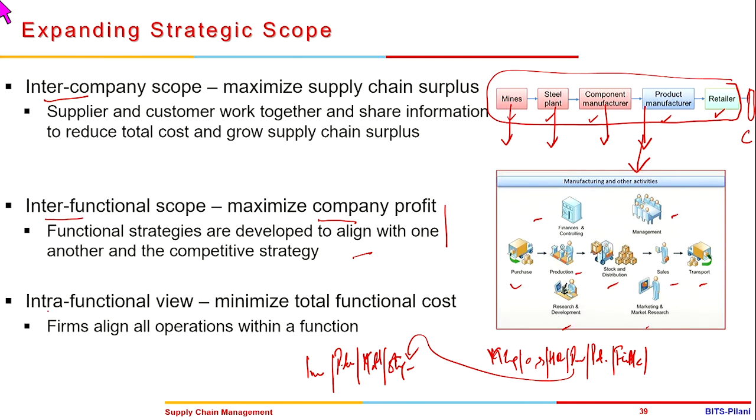Now also look at intra-functional, which means within marketing there are many functions, within operations there are several functions, within production there are several operations, within finance there are several operations. When it comes to operations within a function, the focus should be on minimizing total functional cost. And all operations in the firm should focus on reducing total functional cost.